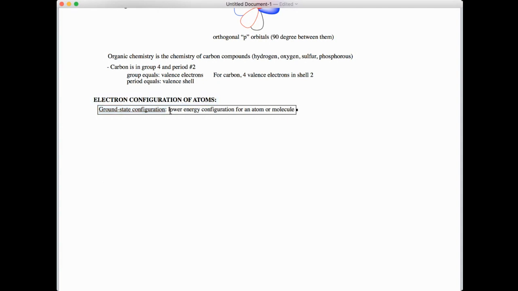Configuration. Okay, so let's take an example of the atom of carbon, and then I'm going to discuss the rules that you must follow to do the electron configuration of any atom in the periodic table.